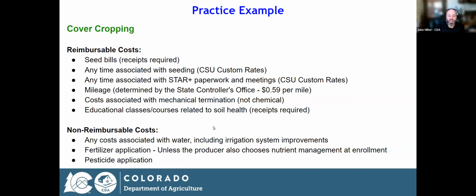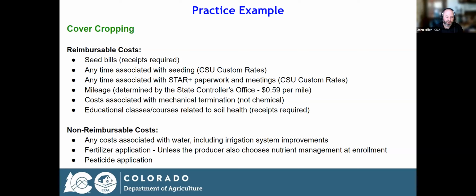Any educational classes or courses related to soil health. So if the producer wants to do this cover cropping and they see a chance to take a course on cover crops from Green Cover Seed or CSU or some entity that's offering courses, then they can submit receipts for that class, and we will also consider that for reimbursement.